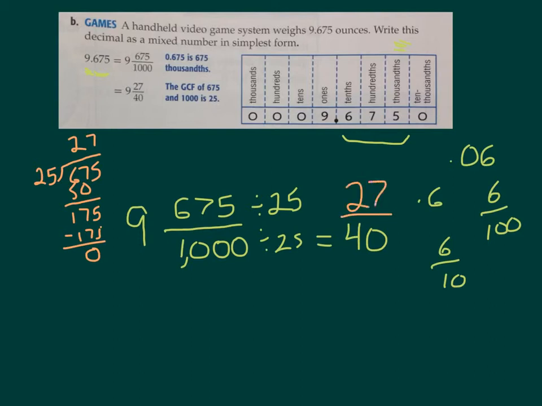Oops, sorry for the color change there. Or you could just do this and divide it out and figure that out. So now I have my simplest form of that. So I have 9 and 27/40 would be that decimal number in simplest form.